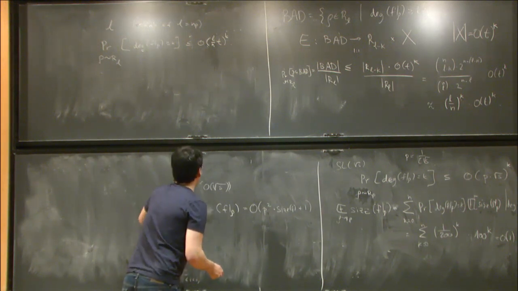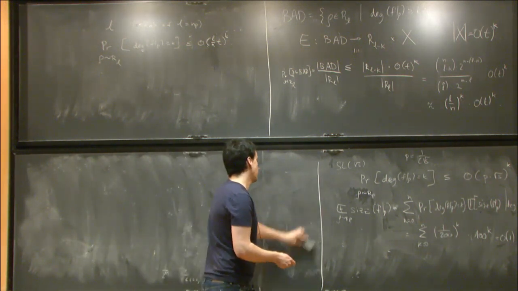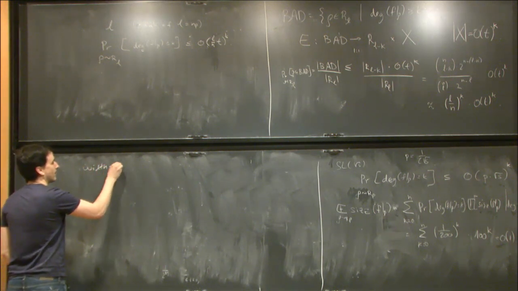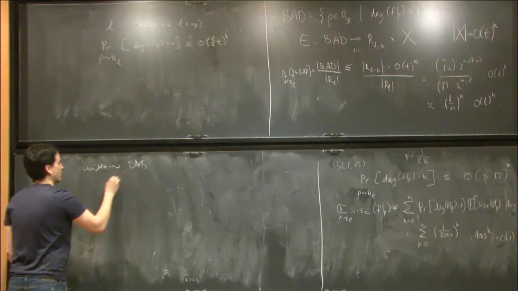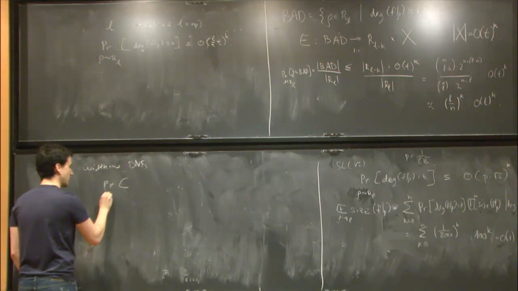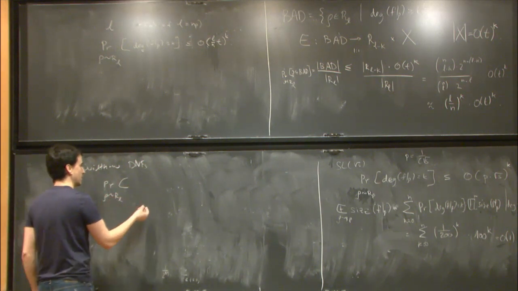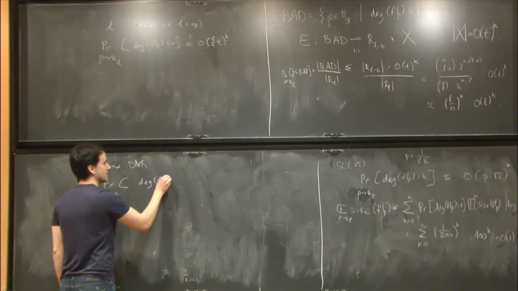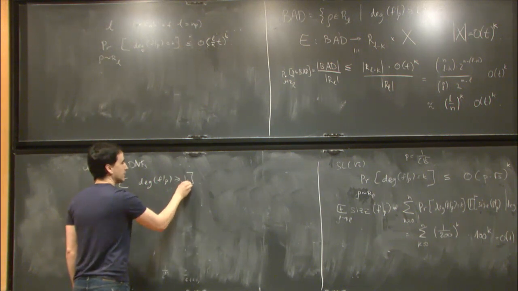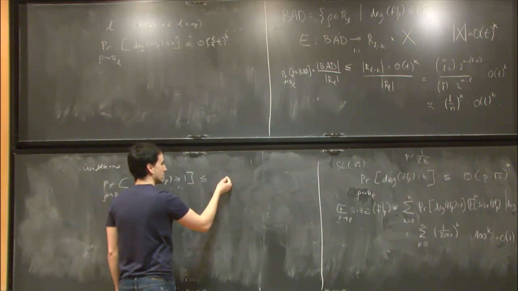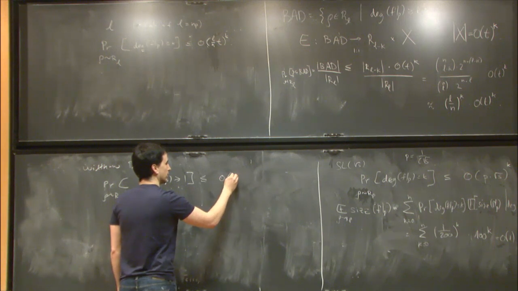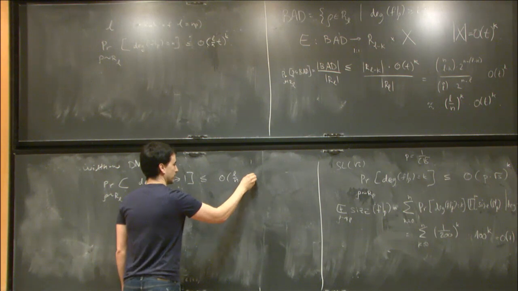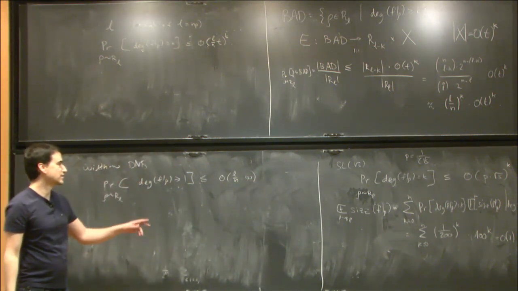So let's show that for width W DNFs, the probability, now we are sampling something like this, that the degree is at least 1 is at most O of L over n times W. So k is 1 here.